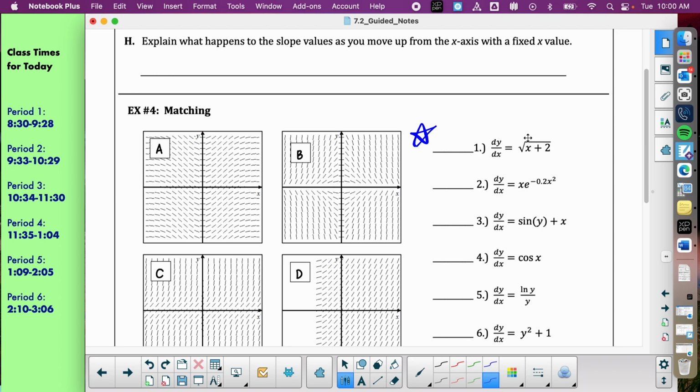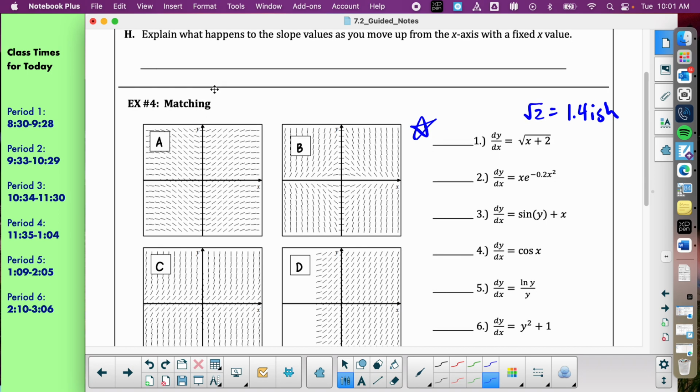So let's start with 0, 0. If I plug 0, 0 into square root of x plus 2, I would get square root of 2, which is like 1.4-ish. Yeah, I like the ish. The ish covers a lot of ground. If it's 1.2, well, then you're still close enough that the ish worked. So I'm going to look at 0, 0 with my ridiculously bad eyes and try to find which ones have a slope of 1.4-ish. It is definitely not A.